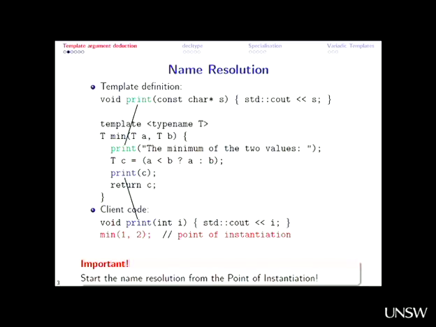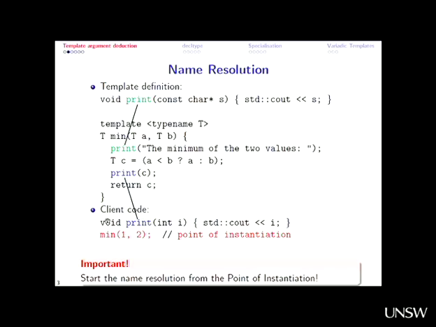If we take a look on the left-hand side at this slide on name resolution, we have a set of code which, at the top, defines a normal function called print. This print function takes in a char star and outputs it to an IO stream. We then have the definition of a template function. And below that, maybe this is sitting up in the .h file by the way, we have some client code.